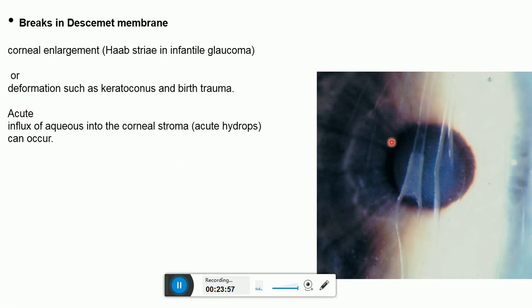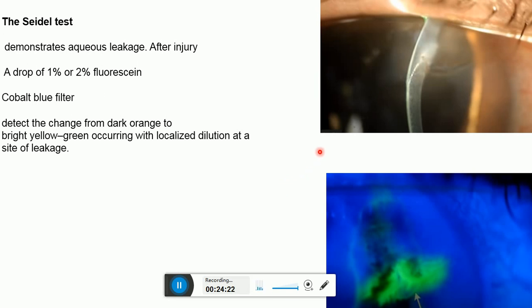Breaks in Descemet membrane are due to corneal enlargement, for example Haab striae in infantile glaucoma, or deformation such as keratoconus, or birth trauma. Acute influx of aqueous into the corneal stroma is known as acute hydrops. It can follow. The Seidel test demonstrates aqueous leakage.